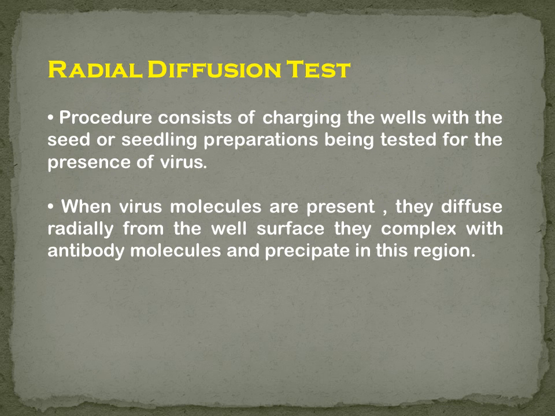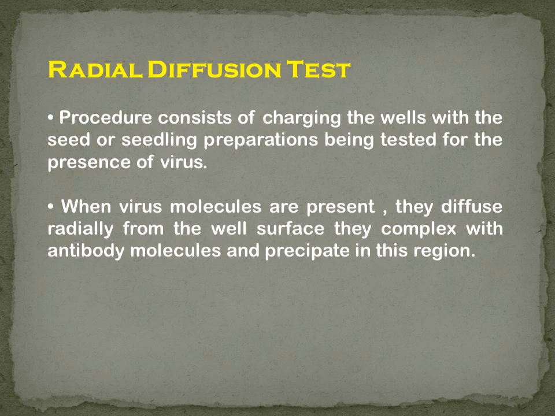Now come to the next method, the radial diffusion test. The procedure consists of charging the wells with the seed preparation being tested for the presence of virus. When virus molecules are present, they diffuse radially from the well surface, complex with antibody molecules, and precipitate in this region.